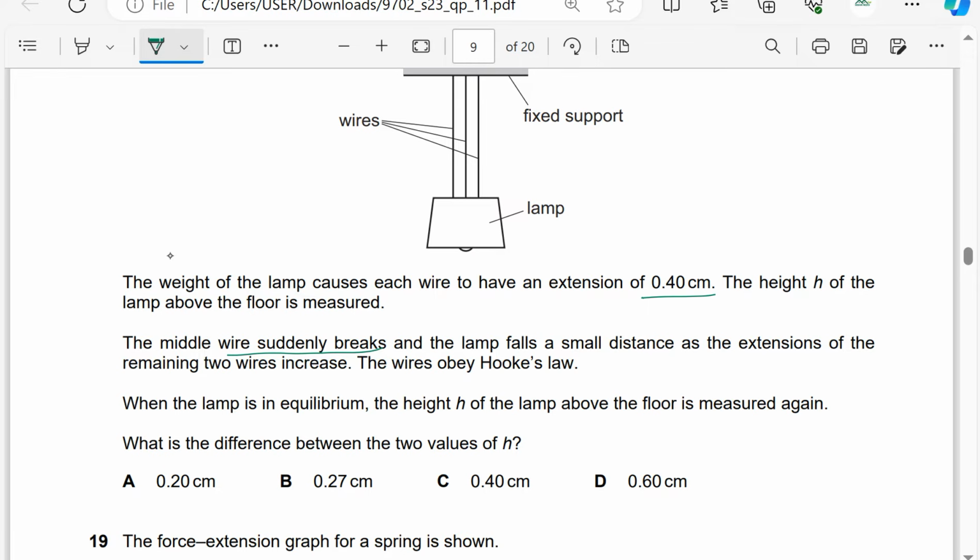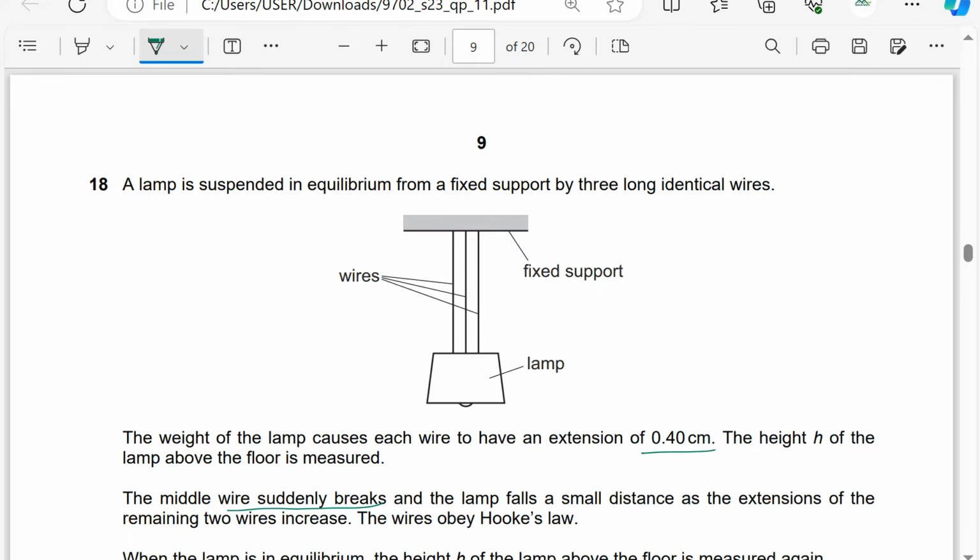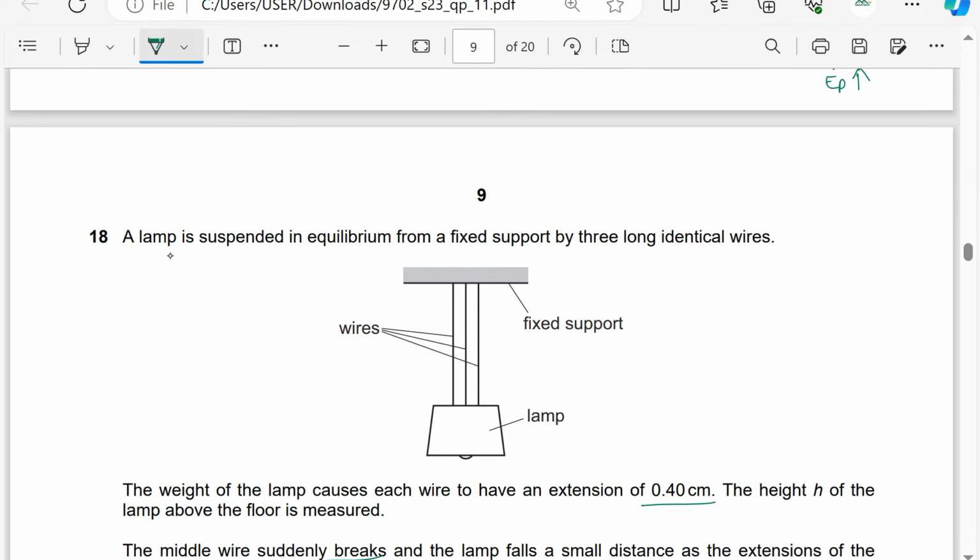When the lamp is in equilibrium, the height h of the lamp above the floor is measured again. What is the difference between the two values of h? Okay. So let's first of all consider 2 wires in parallel, 3 wires in parallel. I'm going to consider the extension of one wire to be x.